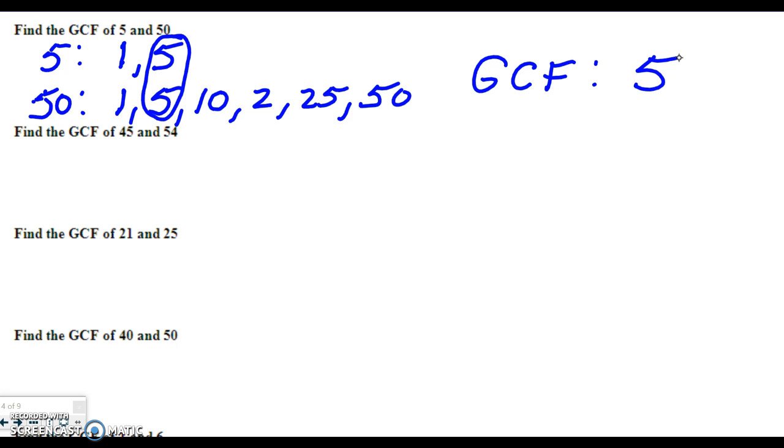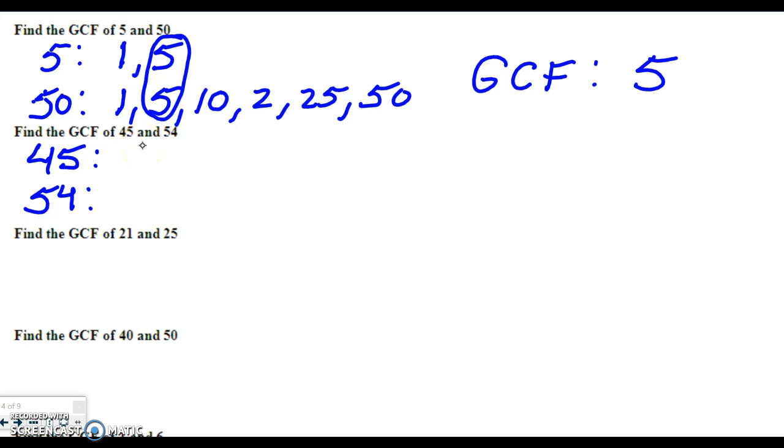So that's an easy set of numbers to deal with. And if you get to listing out the factors for 5, you don't have to necessarily list out all the ones for 50. Once you get to the one that's the largest and obviously common to both, you're done. So let's look at 45 and 54. We're going to list out the factors.